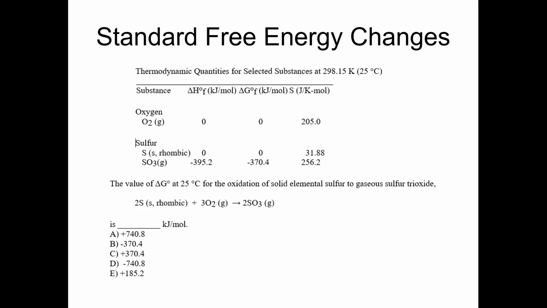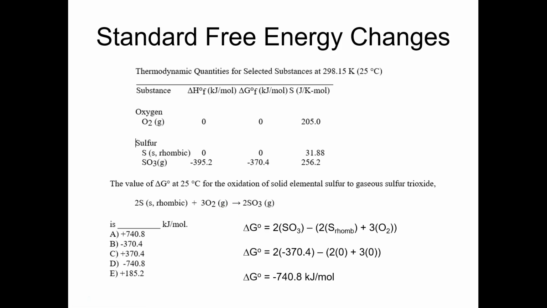This is something I took out of the test bank again. Here is just an abbreviated version of standard enthalpy of formation, standard free energy of formation, and standard entropy of formation for O2, and then elemental sulfur and sulfur trioxide. And it asks the question, what is the value of delta G at 25 degrees Celsius, which is at standard conditions, for this reaction? 2S plus 3O2 gives 2SO3.